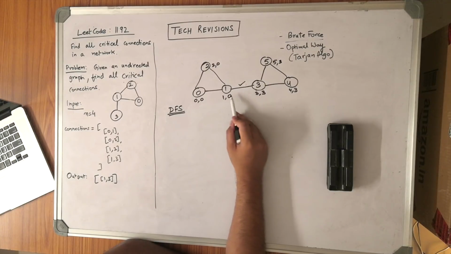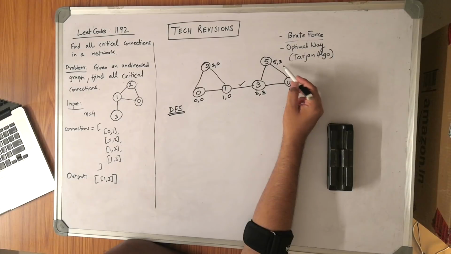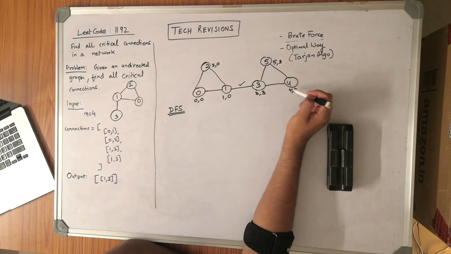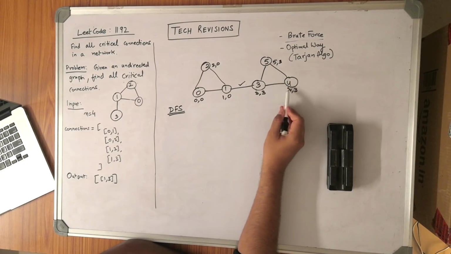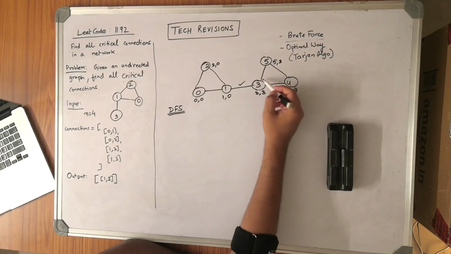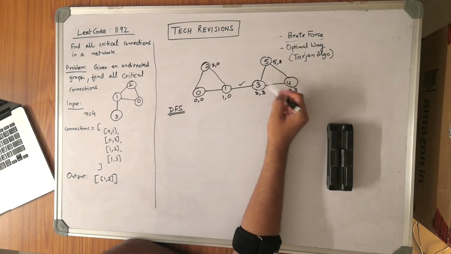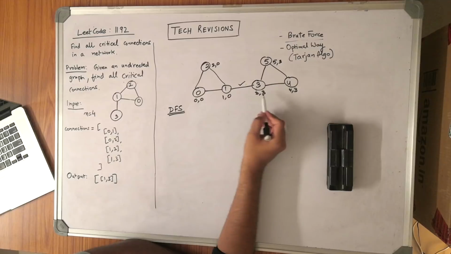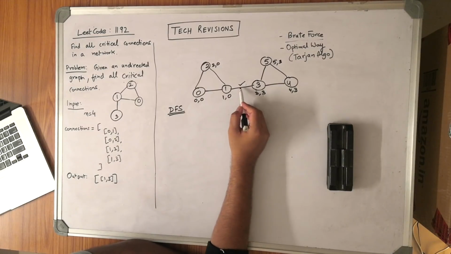At this point in time, this edge becomes a critical connection. See, this edge is not a critical connection because the low values were the same after updating. This edge is also not a critical connection. This edge is also not a critical connection because the low values are basically the same. Here the low values differ, and hence this is a critical connection.